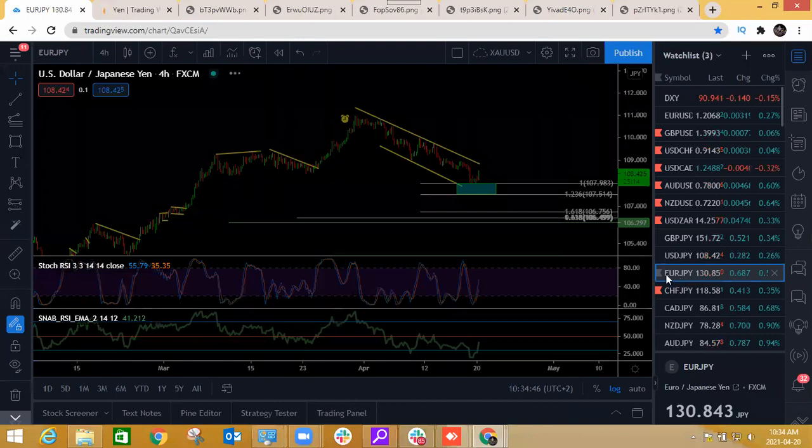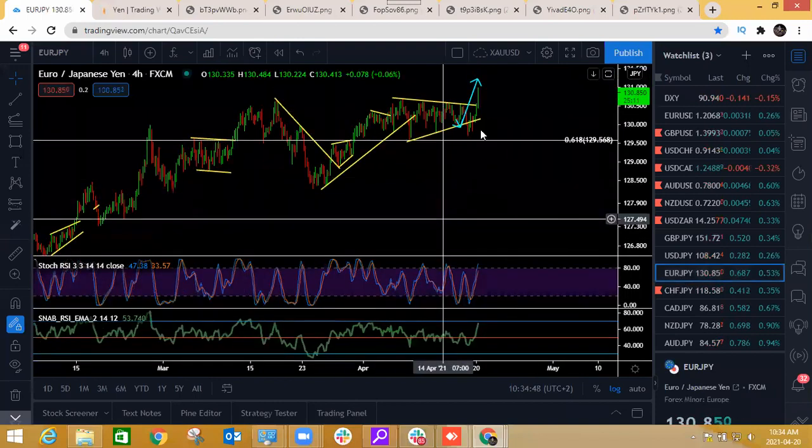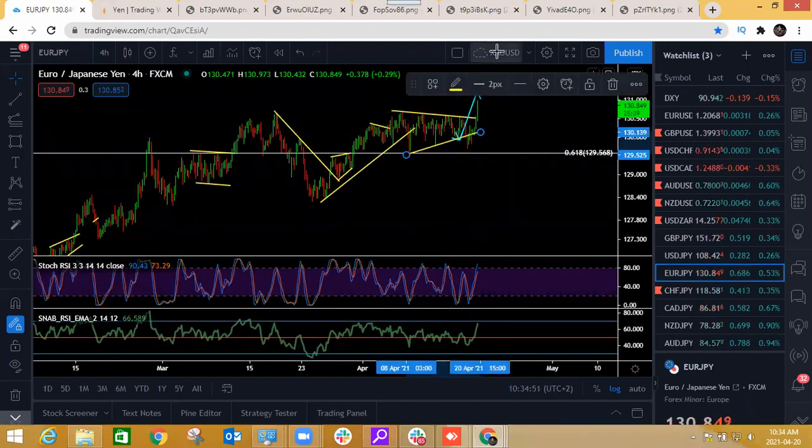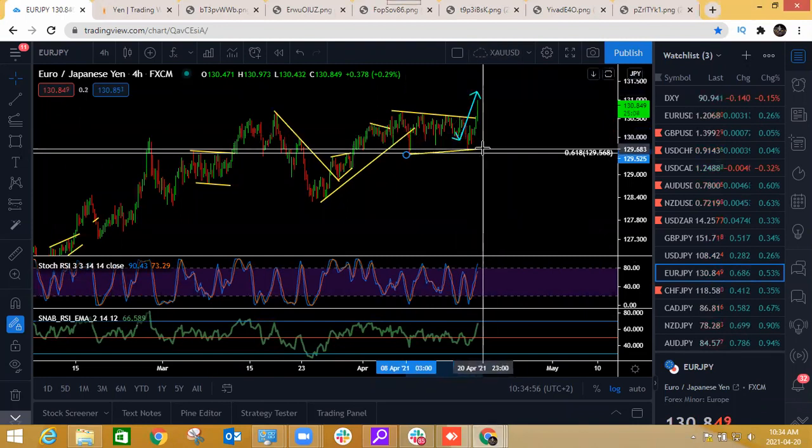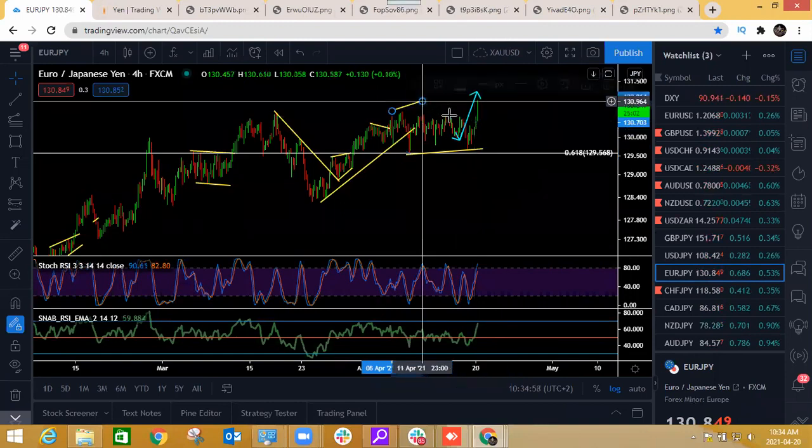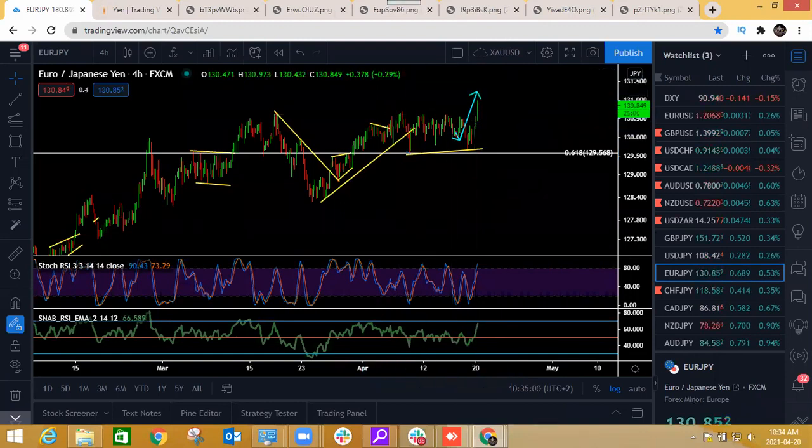Euro yen. So Euro yen, we looked at this as a triangle yesterday, which failed to break up higher. That means it was making a different structure as follows. It was actually making a running flat.